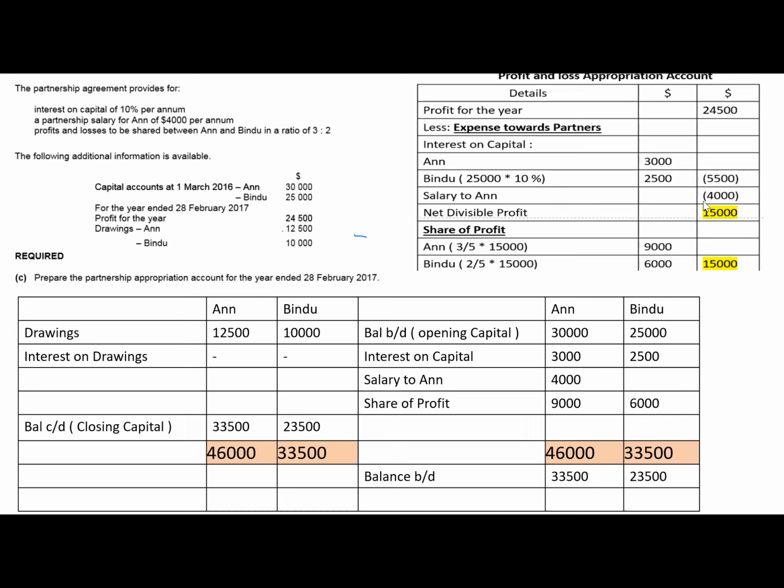Salary to Anne. Okay, after you subtract this from the profit, you will get the net divisible profit or the residual profit. This net divisible profit or residual profit is to be shared among the partners. When you're sharing it amongst the partners, you will share it in the profit sharing ratio. And this is done with the profit and loss appropriation. Now, pause the video, solve it. Then I will teach you the capital account format. Okay.